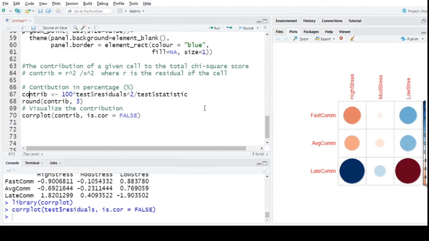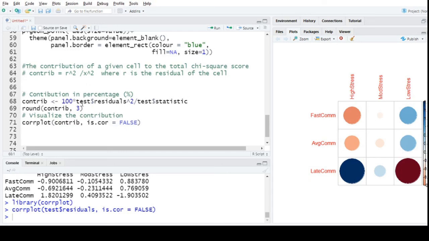So we have converted this into a percentage. If you see this particular line, contrib is a variable I have taken. I have calculated it as 100 times the residuals squared, divided by the test statistic.